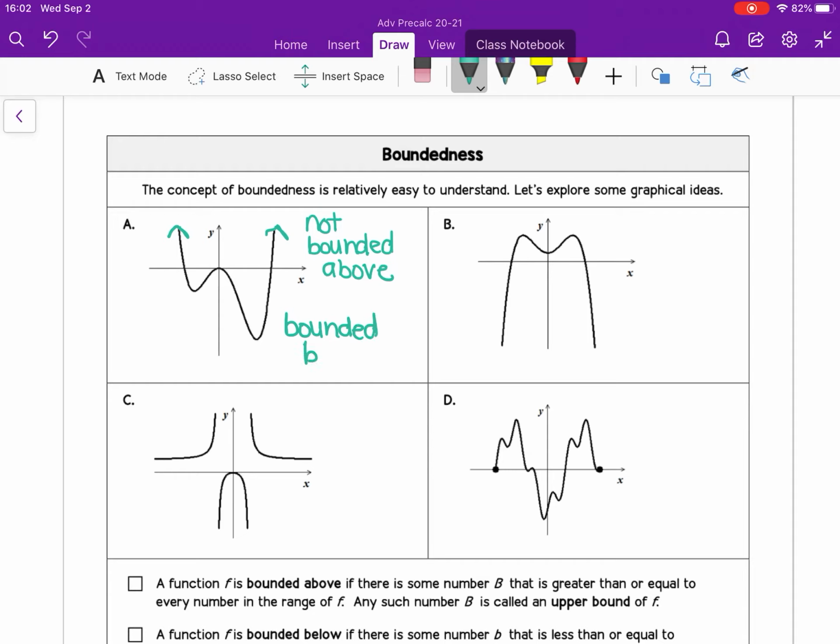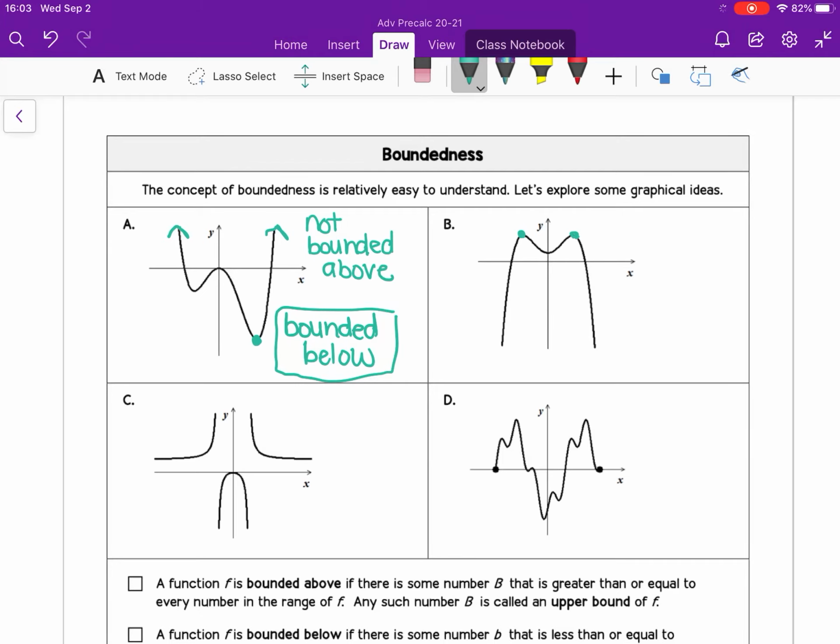Why is it bounded below? Because there is an absolute minimum. There's a spot where it stops and it never goes lower than that. So all of that spot down there will never have part of the graph on it. So it is bounded below. Okay. So you may notice that B would be the opposite of that.